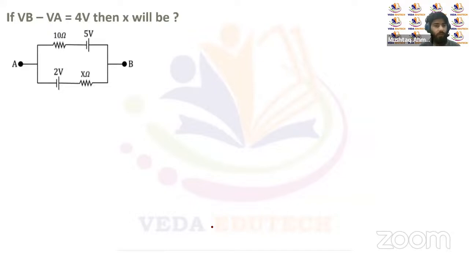The question here is, if VB minus VA is equal to 4 volt, then X will be. Okay, VB minus VA is given as 4 volt, right? And we have to find the value of X, right? It means that we have two batteries here. You can see that we have two batteries, each of the same polarity, correct?